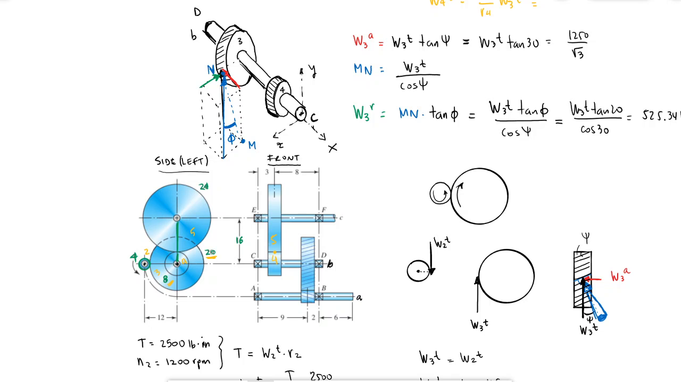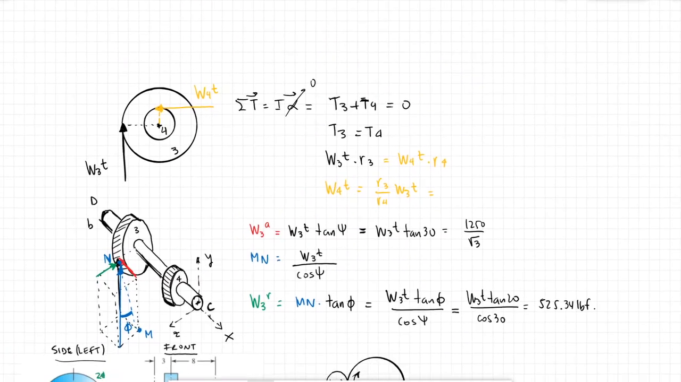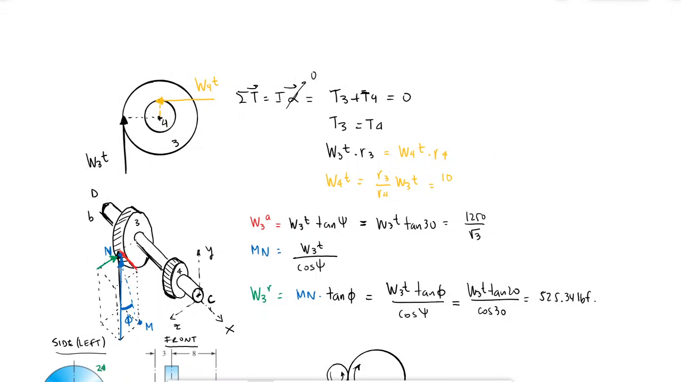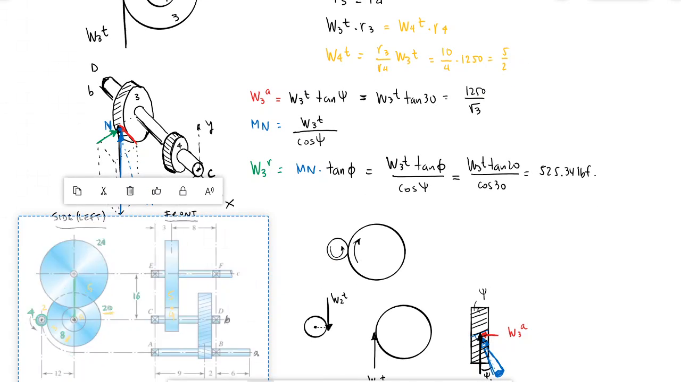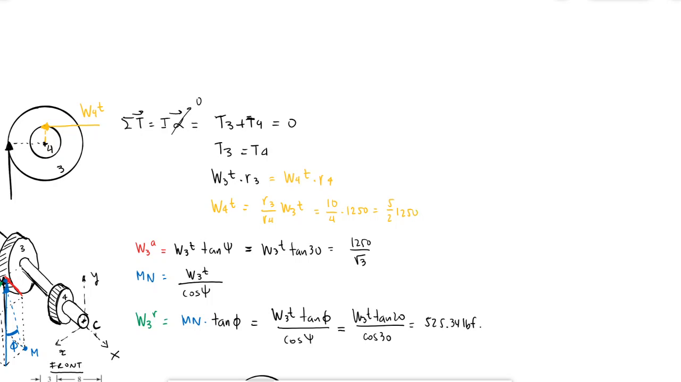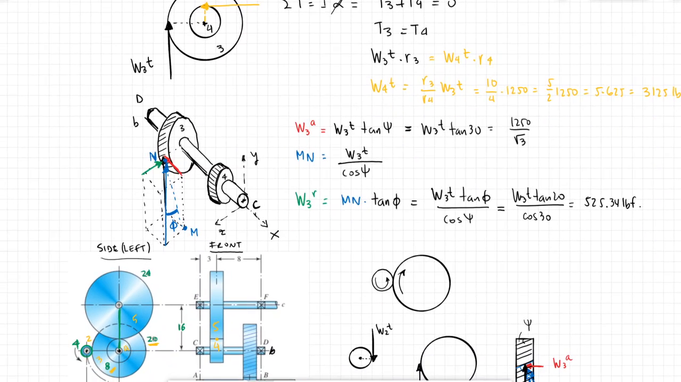Sorry, 10 and 4, yeah. So 10 over 4 times the tangential. This is 5 over 2 times 625 times the same. So 50 divided by 2, 5 times 625, and this is 3125 pounds. Right? So I already have all of these.